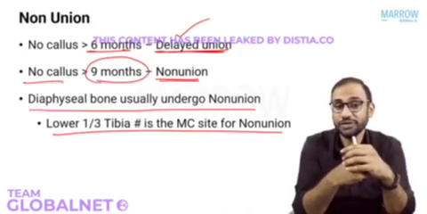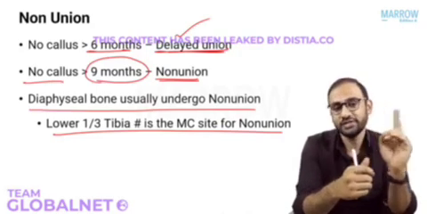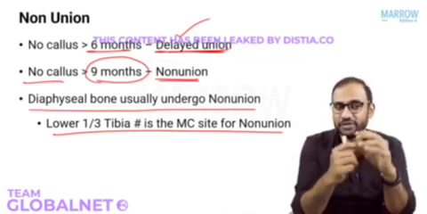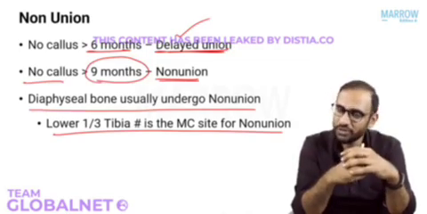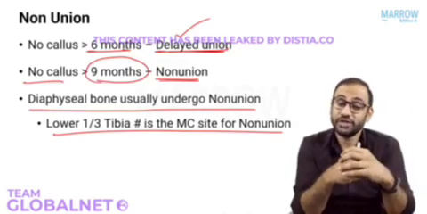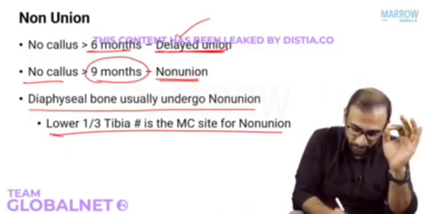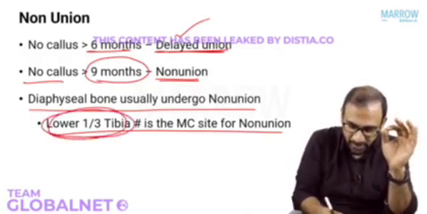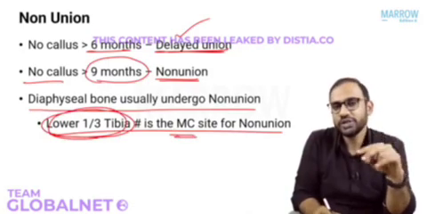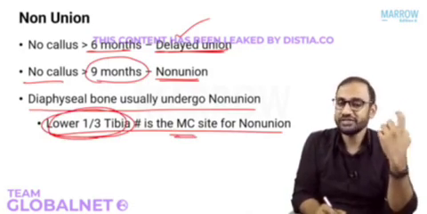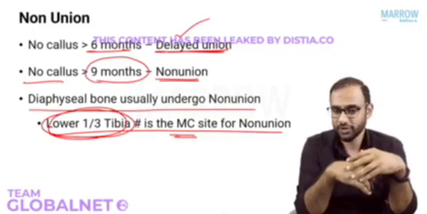Whereas cancellous bones will be more vascular, so hence, no non-unions. Metaphyseal fractures usually undergo malunion. Diaphyseal fractures usually undergo non-union. And the most common bone to undergo non-union is the tibia, particularly the lower 1/3 tibial fractures, because of 2 reasons. One is that it is diaphyseal, another is that it has very less or compromised vascularity.